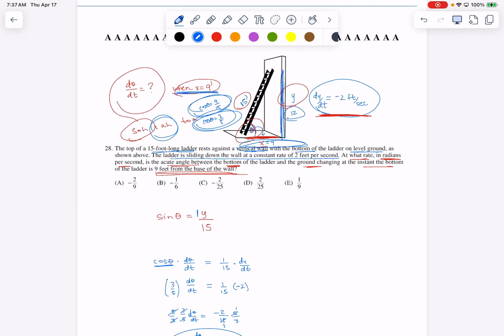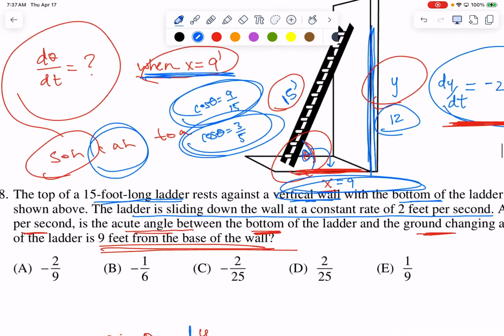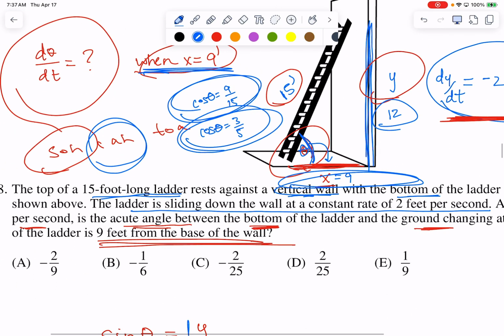And does it make sense that theta is going to be decreasing? Look at this. As the ladder slides away from the wall, is that angle going to get smaller? Yeah. So the answer is A.